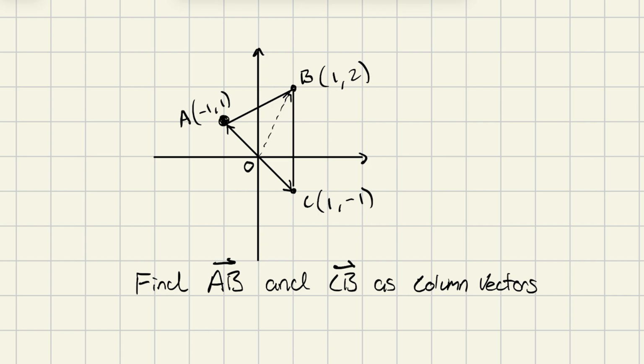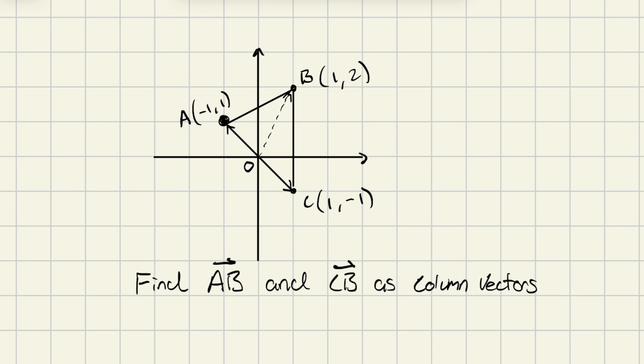Now you could eyeball it in this case because I'm using gridded paper, it goes across 2 and up 1. So we are expecting the vector to be something along the lines of 2, 1. Right, but let's say you didn't have this grid or the diagram wasn't to scale. How would you do it?